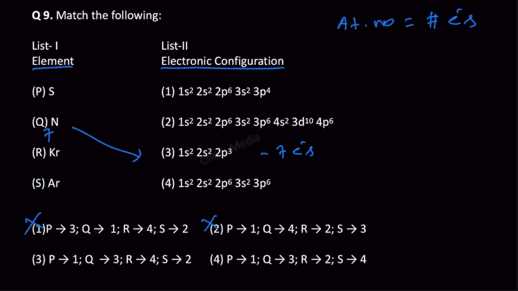And I also remember that for argon the atomic number is 18. Therefore, the electronic configuration has to be 1s2, 2s2, 2p6, 3s2, 3p6. So, this means that S should match with 4. Therefore, option 4 is the correct choice. Atomic number for sulfur is 16 and for krypton it is 36. These two things will match. R will match with 2 and P will match with 1. So, therefore, option 4 is correct.